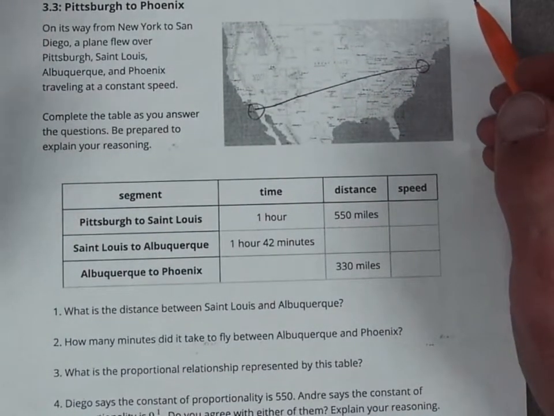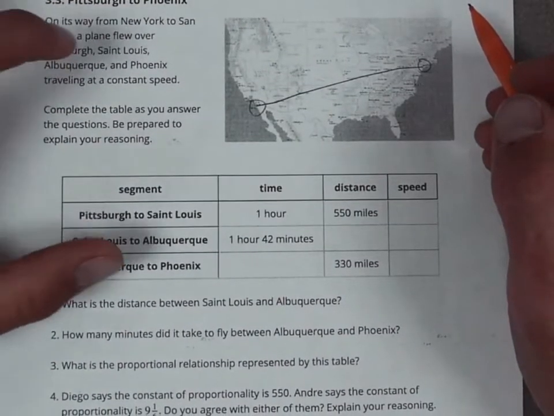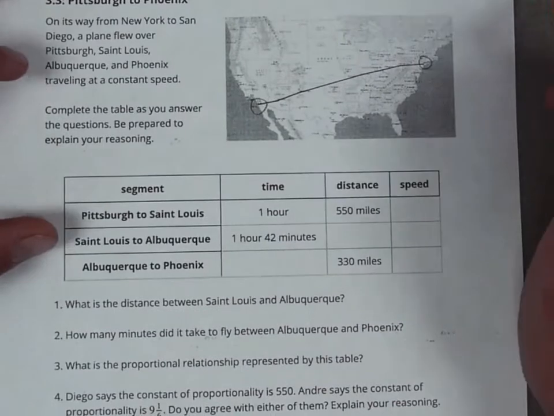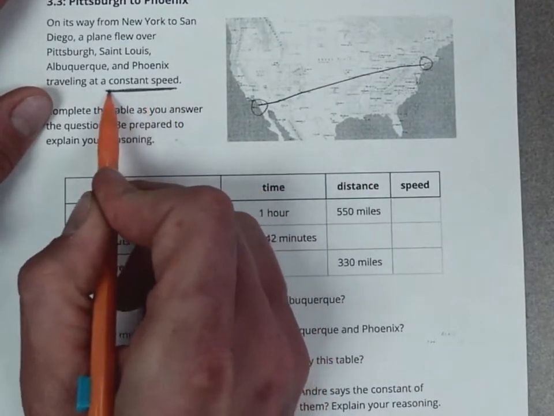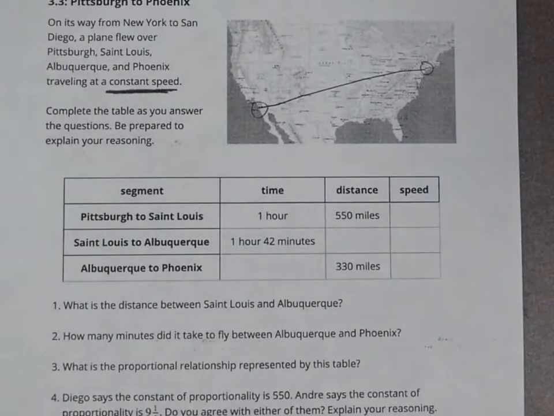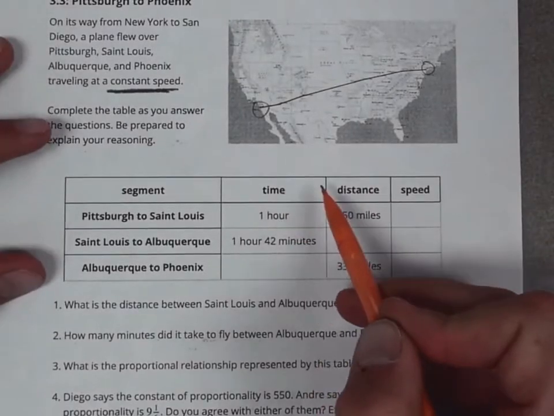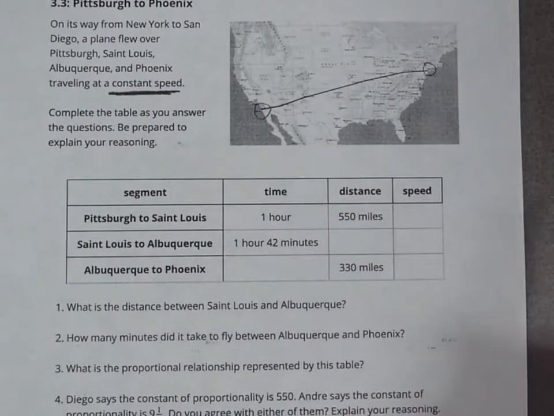And on the way, it flew over Pittsburgh, St. Louis, Albuquerque, and Phoenix. Now it's traveling at a constant speed. That's really important. Constant speed. Now, if it's traveling at a constant speed, that tells us that this is a proportional relationship between time and distance. That's the proportional relationship we're looking at here.